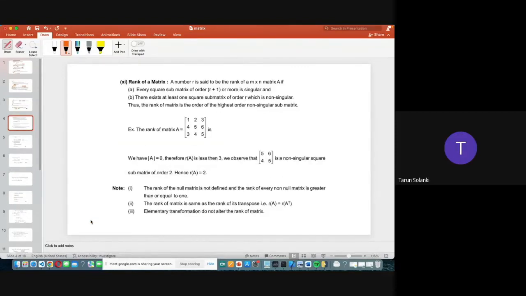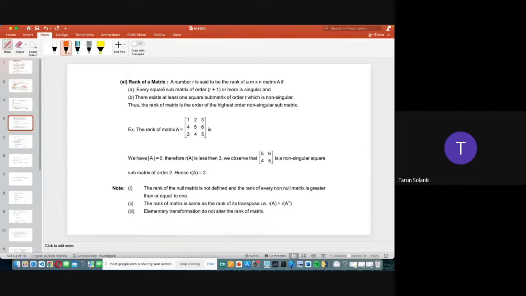Next is rank of a matrix. This is important. In the first year of engineering also you are going to learn the rank of a matrix. A number r is said to be the rank of an m into n matrix A if two conditions are satisfied. First, every square submatrix of order r plus 1 or more is singular. The second is there exists at least one square submatrix of order r which is non-singular. So the rank of a matrix is the order of the highest order non-singular submatrix.